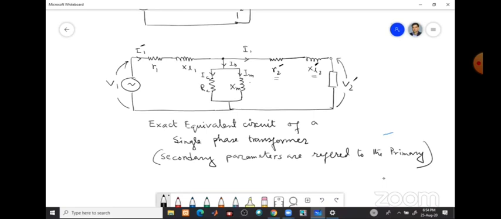In that case V2 dash voltage will be modified by N1/N2, but if there is some impedance in the secondary, that will also be referred, and that will be referred by N1/N2 whole square. Always remember, the parameters, that means resistance, reactance, impedance, etc., will be multiplied with the turns ratio whole square, and the variables are referred by the turns ratio.